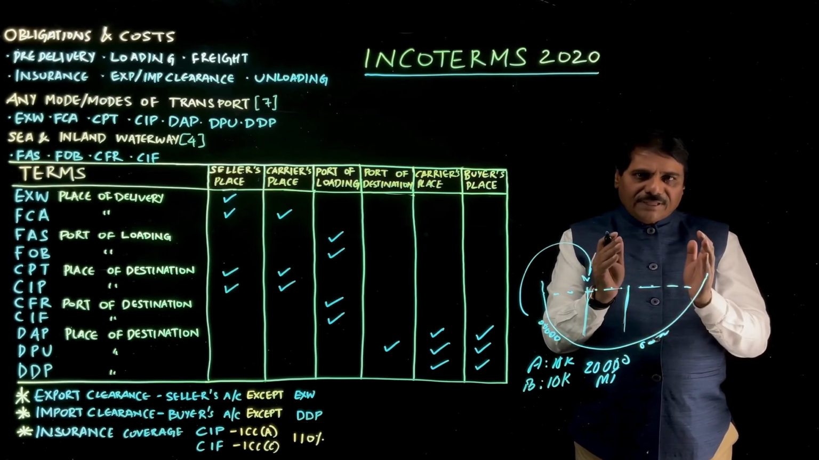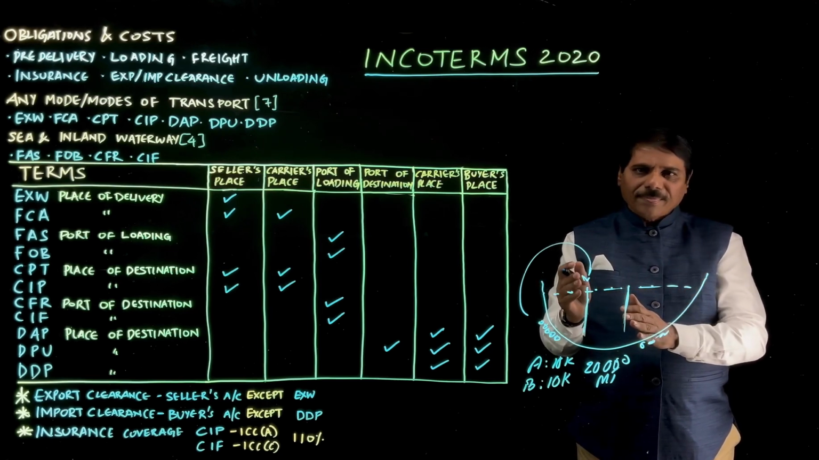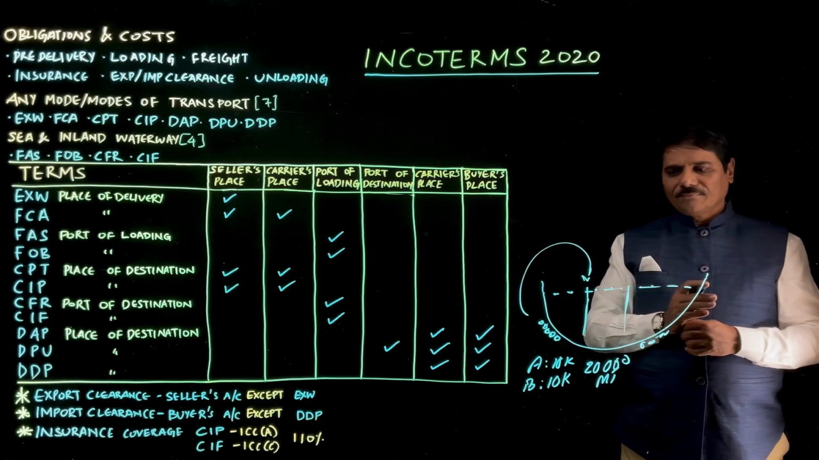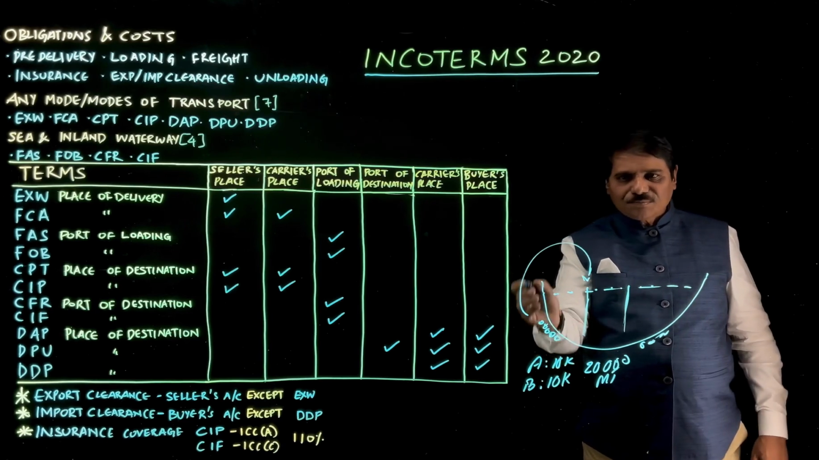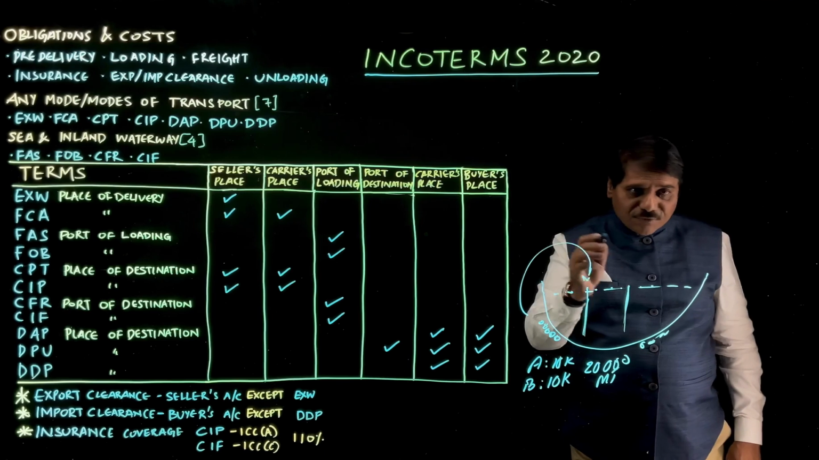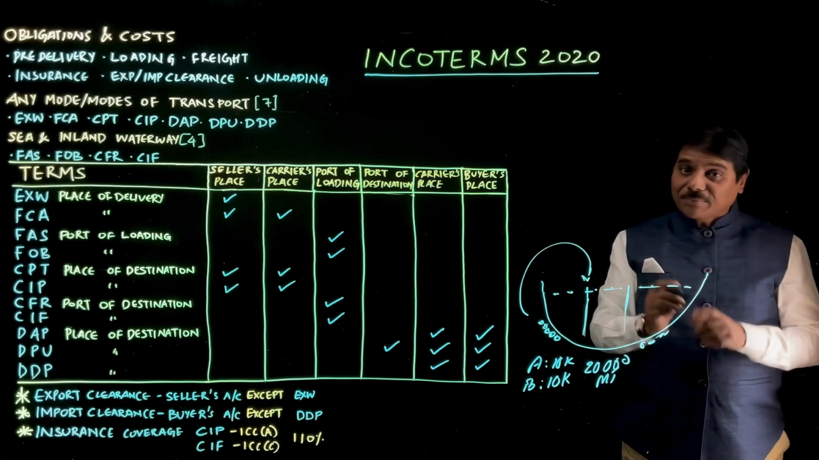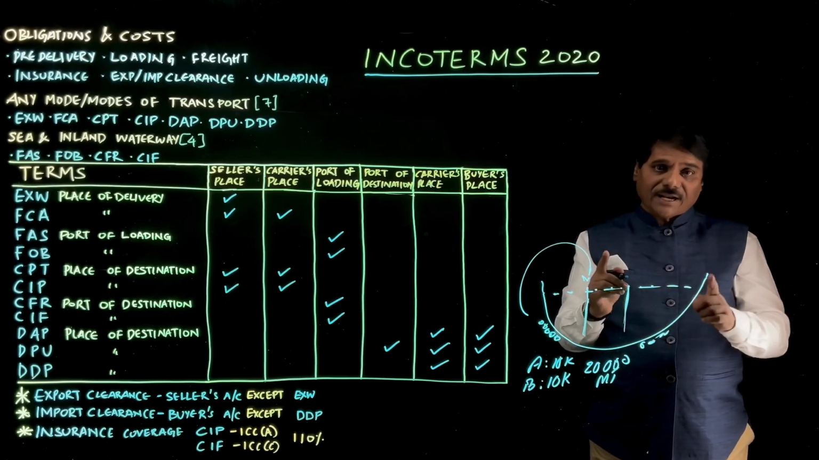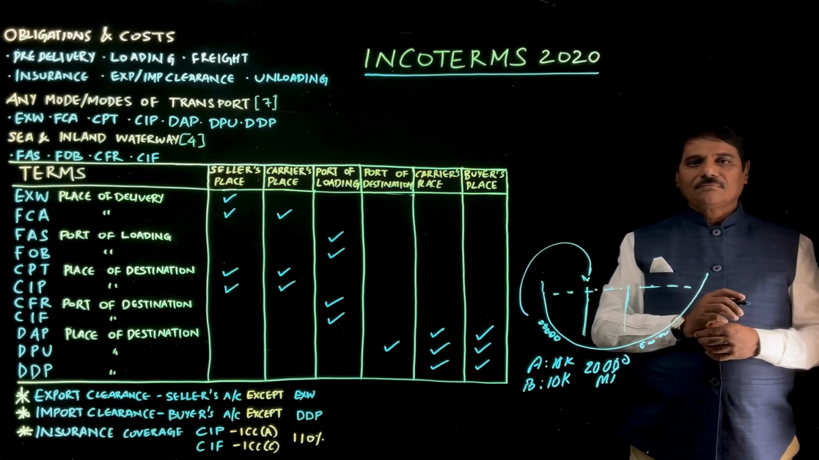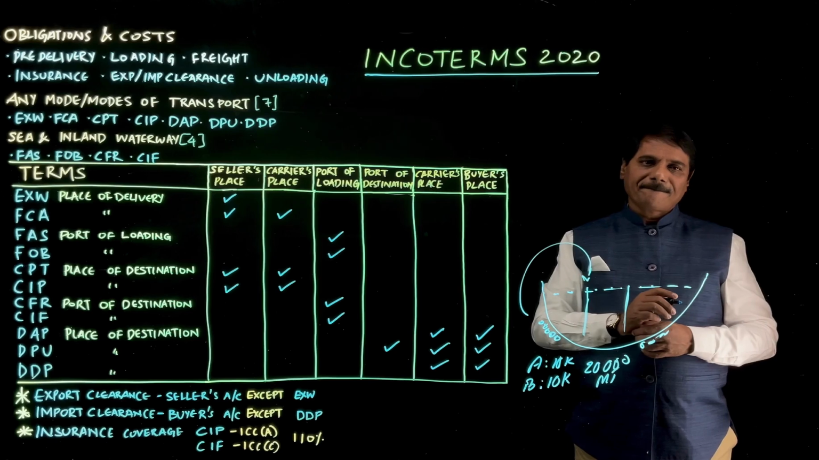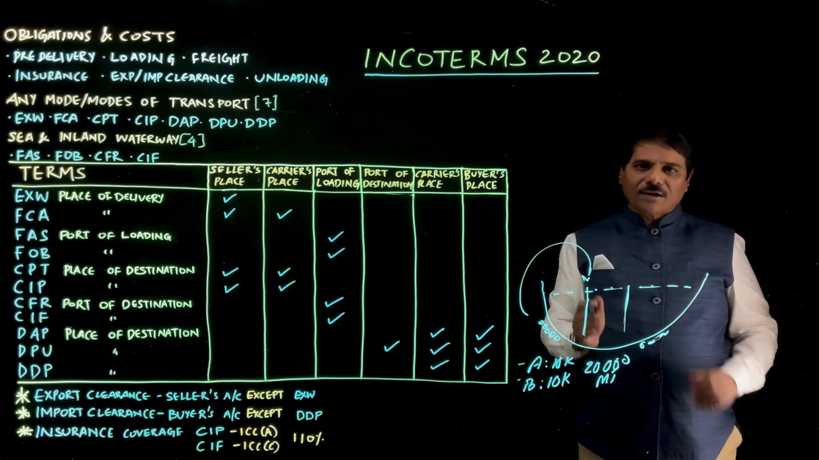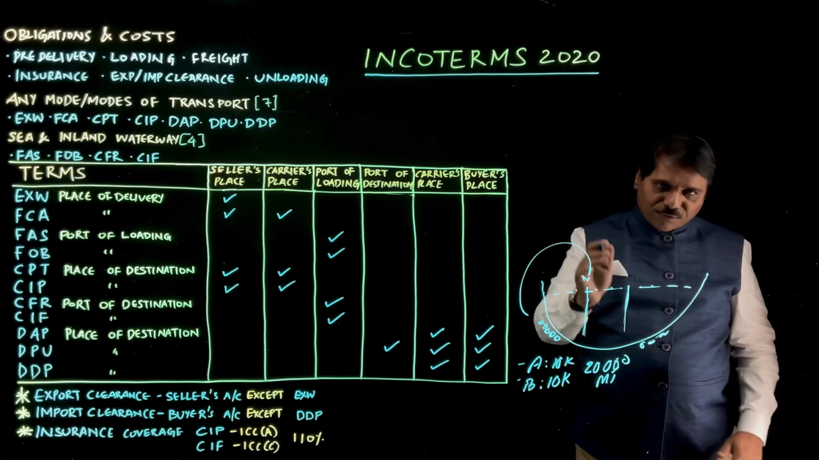So if they enter into a contract on FOB basis, party A is responsible to load the goods on board the ship and party B is also responsible to load the goods on board the ship, if they agree on FOB basis. So it means both A and B are responsible to load the goods on board the ship.